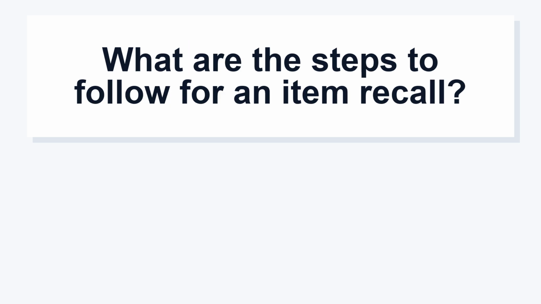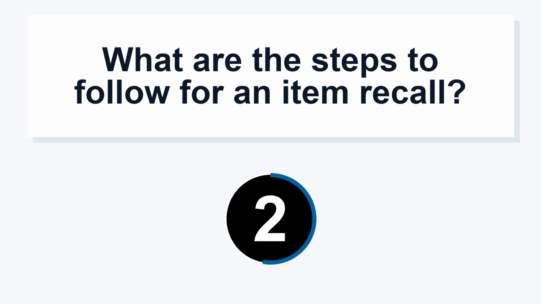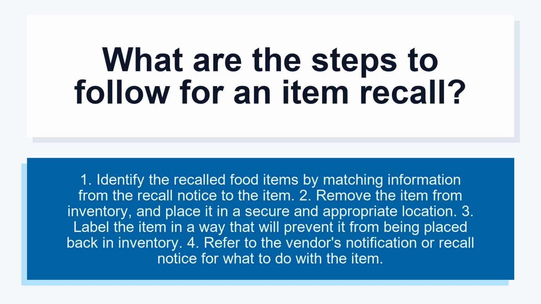What are the steps to follow for an item recall? 1. Identify the recalled food items by matching information from the recall notice to the item. 2. Remove the item from inventory and place it in a secure and appropriate location. 3. Label the item in a way that will prevent it from being placed back in inventory. 4. Refer to the vendor's notification or recall notice for what to do with the item.